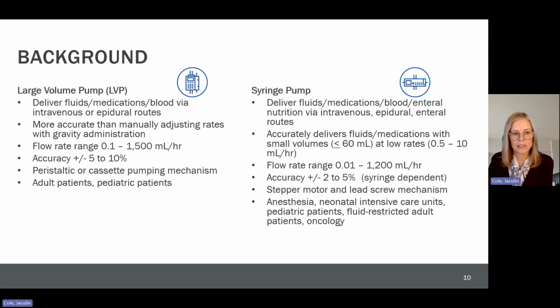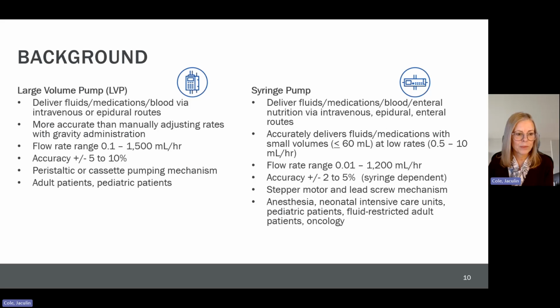And accuracy is generally established to be plus or minus 5 to 10%. And the mechanism for large volume pumps is either a peristaltic or cassette pumping mechanism, and they're used in both adult and pediatric patients.